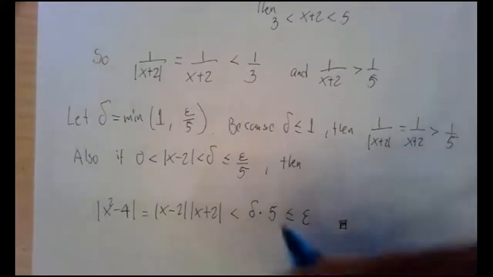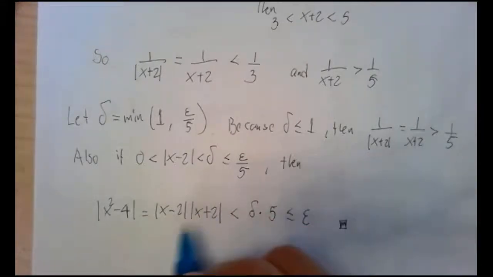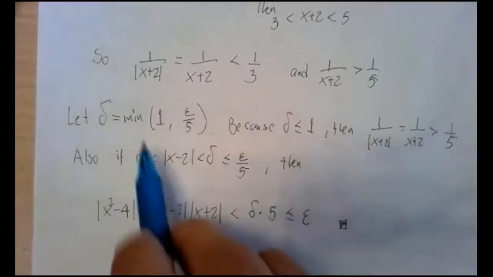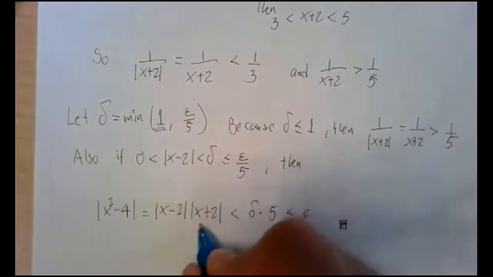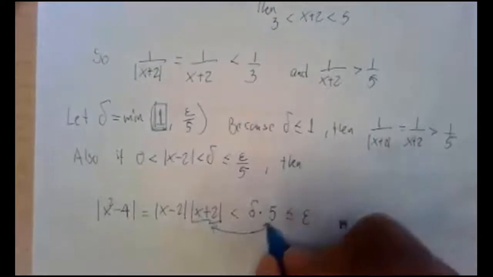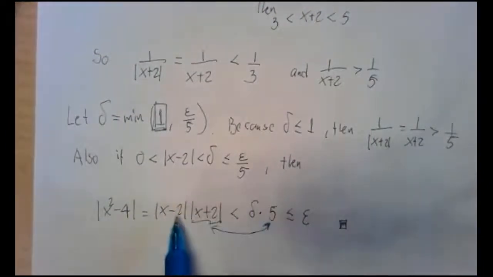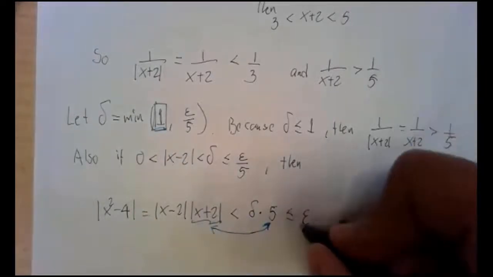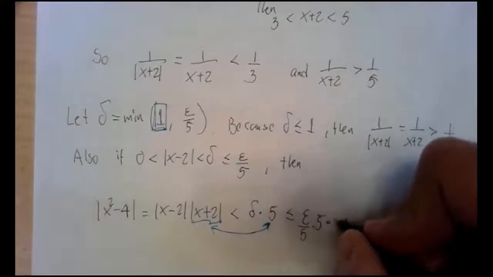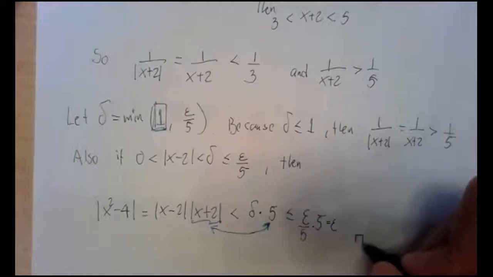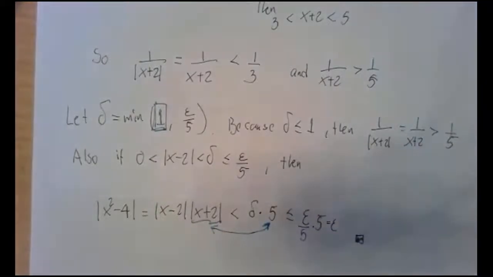So we use this number x plus 2 to control. The fact that we let delta be less than or equal to 1 allowed us to bound this part with 5. That's where we're using this 1. So we use this 1 so that we could bound this other part. For the rest, we simply use delta, and delta is less than epsilon over 5. So maybe I write it over here, epsilon over 5 times 5, which is epsilon. All right. Questions?